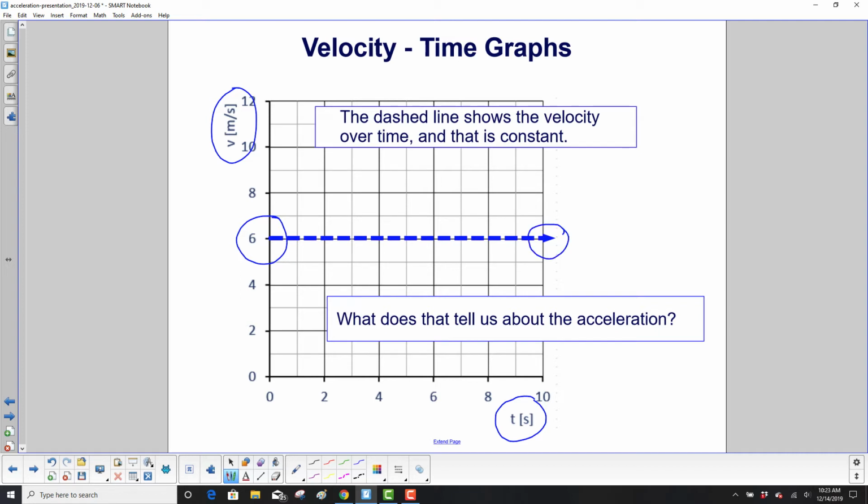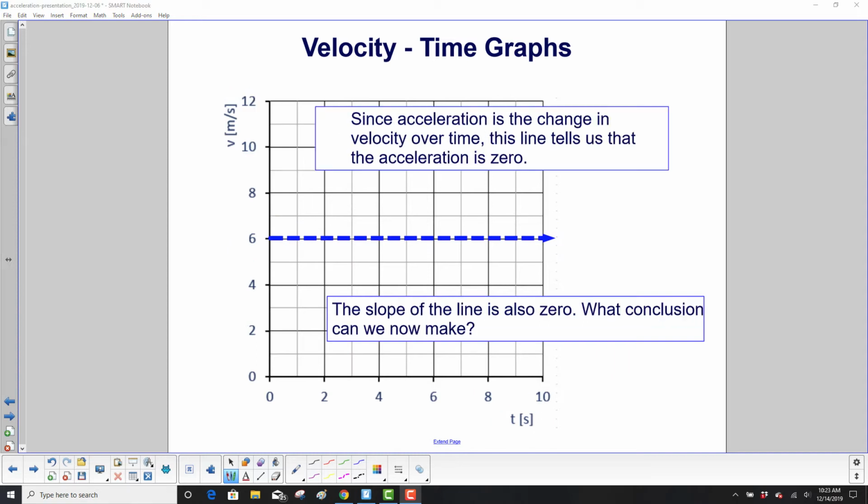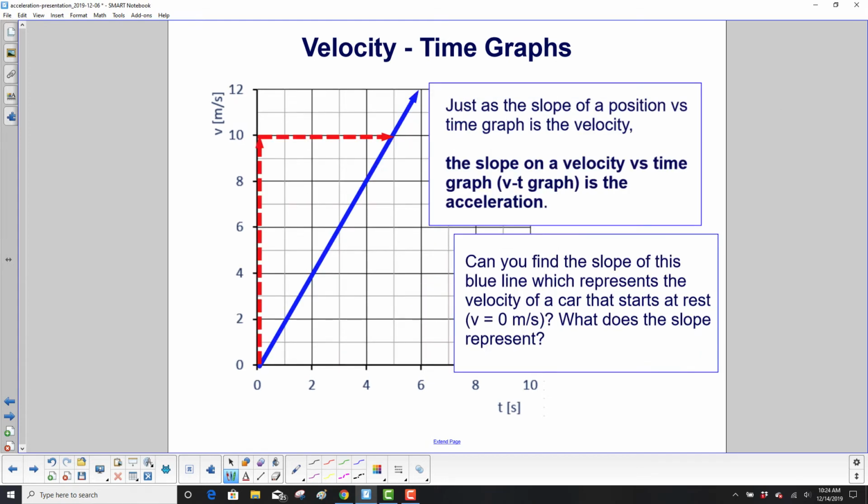So what does that tell us about the acceleration? Since acceleration is the change in velocity over time, this line tells us that the acceleration is 0. There is no change in velocity. The slope of the blue dashed line is also 0. What conclusion can we now make? Just as the slope of a position versus time graph is velocity, the slope on a velocity versus time graph, or short VT graph, is the acceleration.